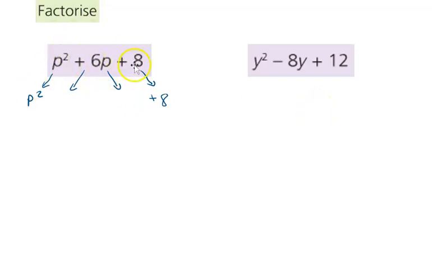So p squared plus 6p plus 8. I bring down the p squared, I bring down the plus 8, and I break the 6p into 2 parts. This plus tells me the signs are the same, signs of the 2 terms down here. And this plus tells me they're both plus. So I have plus something p plus something p.